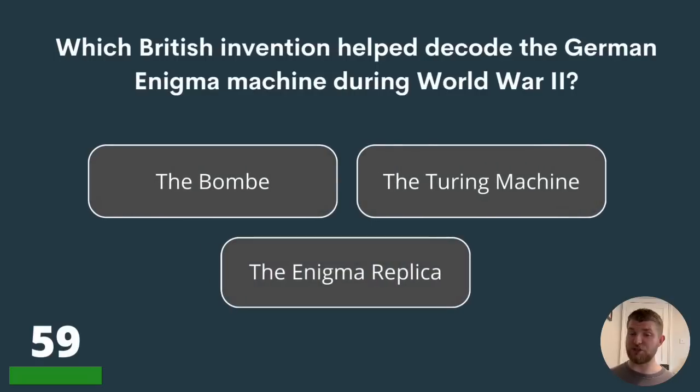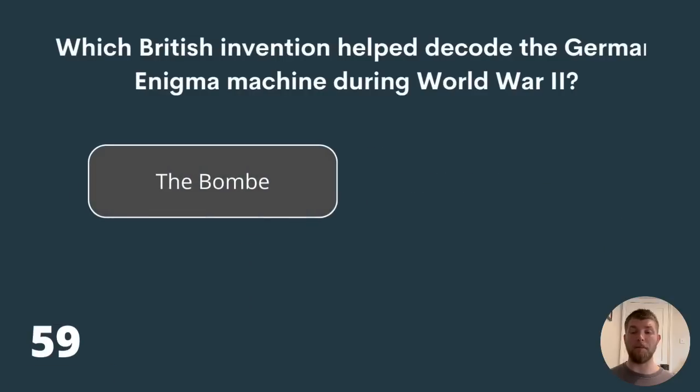59. Which British invention helped decode the German Enigma machine during World War II? The bomb, the Turing machine, or the Enigma replica? Well, it was Alan Turing with the bomb.